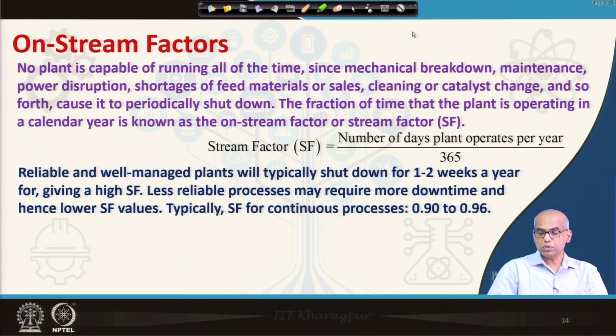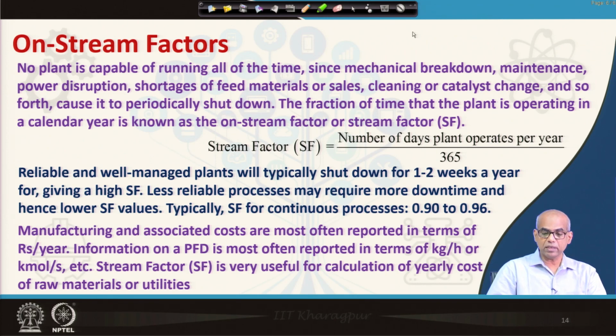So, what are the typical values of stream factors for chemical process industries? Reliable and well managed plants will typically shut down for 1 to 2 weeks a year, and this will give a high stream factor value. Less reliable processes may require more downtime and hence a relatively lower stream factor value. Typically, stream factor for continuous processes will be around 0.90 to 0.96, with 0.96 for highly reliable and well managed plants.